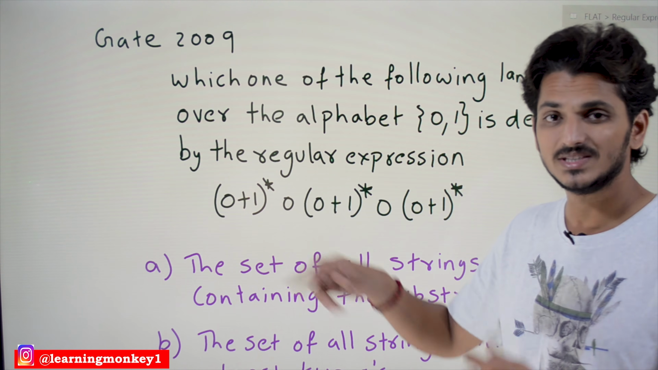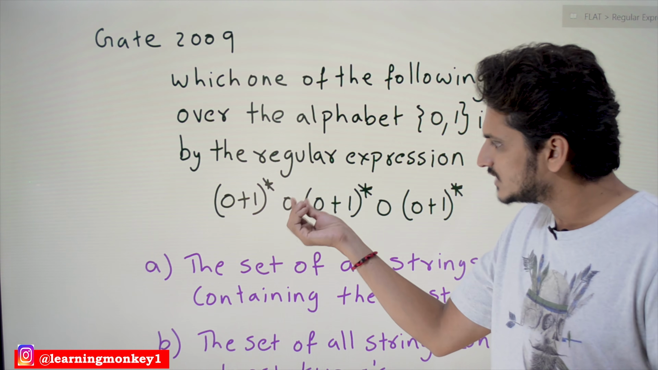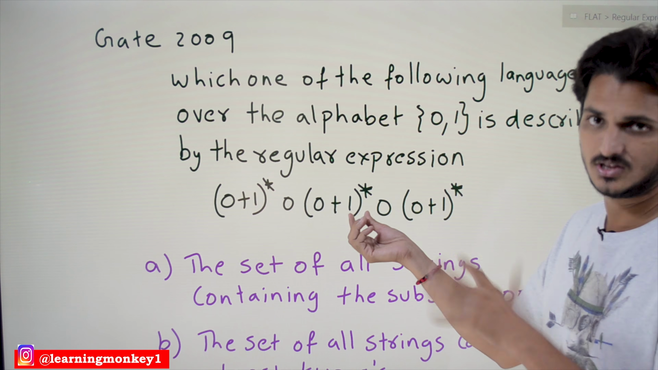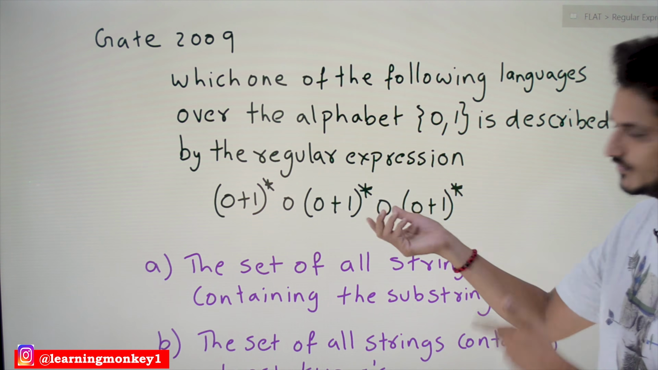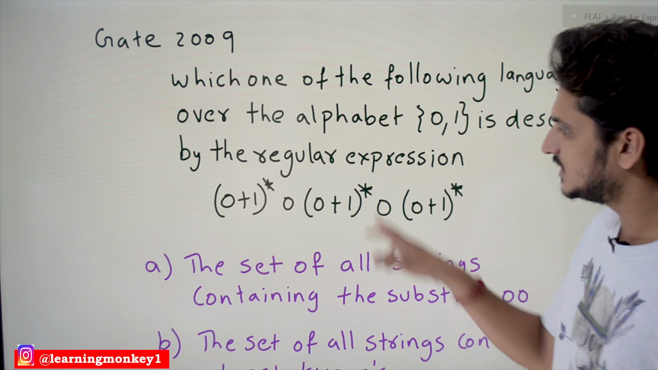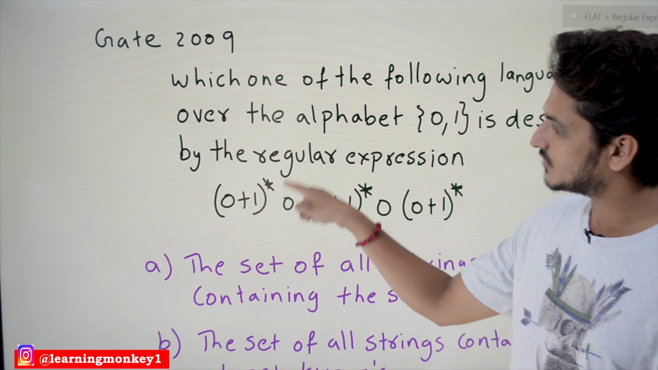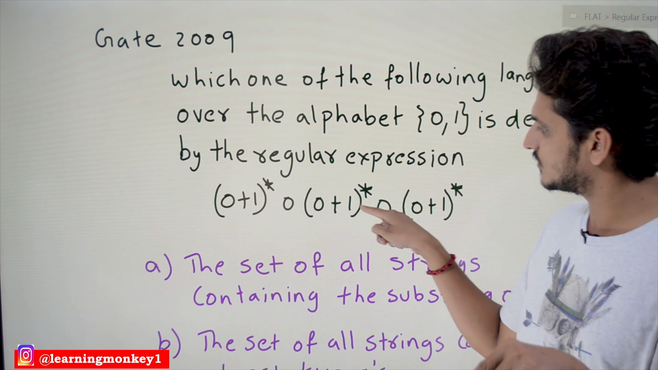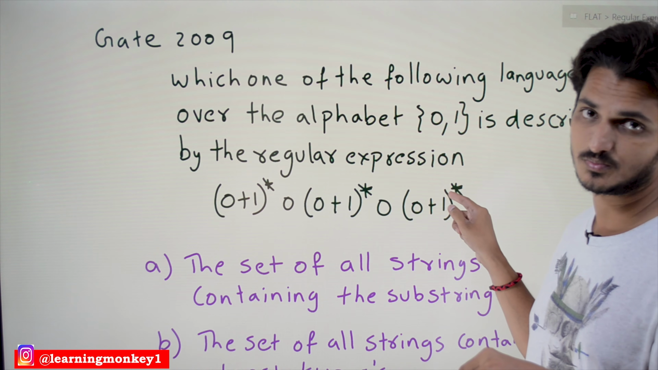(0 or 1) whole star means anything you can identify before 0 is accepted. Once you find 0, after that you can find anything. Once you find one more 0, you can find anything. This is what this regular expression means. In this expression we have to find at least 2 zeros, because each (0 or 1) whole star can be taken as epsilon.